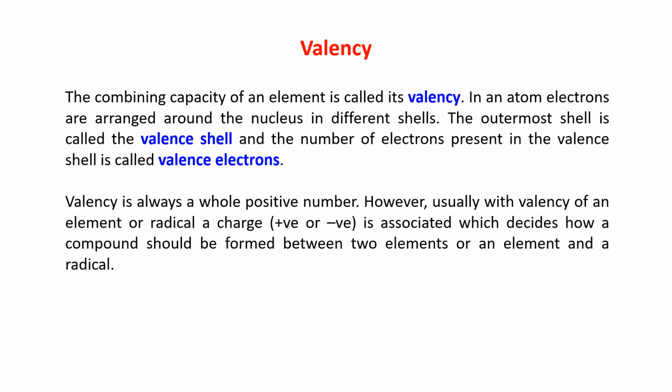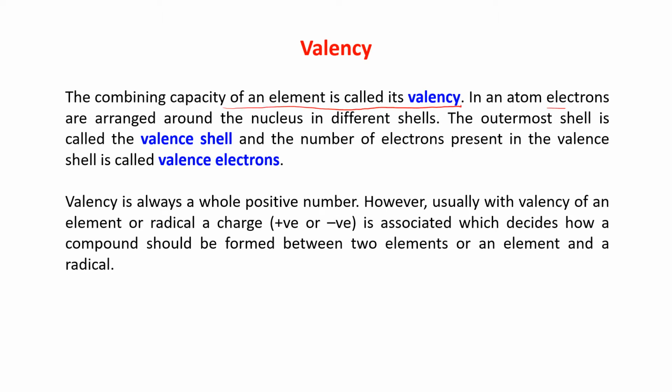Next is coming valency. The combining capacity of an element is called valency. In an atom, electrons are arranged around the nucleus in different shells. The outermost shell is called the valence shell, and the number of electrons present in the valence shell is called valence electron. What it is saying? The combining capacity of an element is called valency.